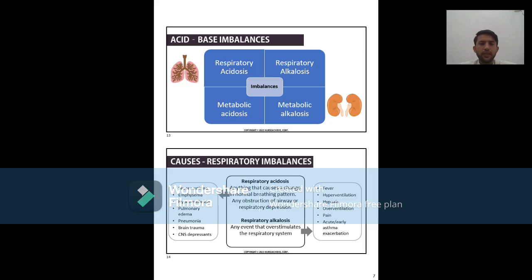Overventilation: excessive ventilation removes CO2 faster than it is produced. Pain: pain can stimulate hyperventilation, causing CO2 loss. Acute asthma exacerbation: the patient often hyperventilates due to respiratory distress, lowering the CO2 level.